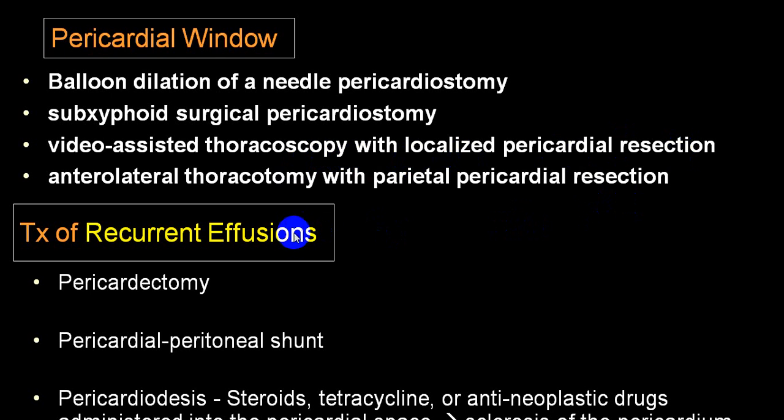In case of recurrent effusion, you will require pericardiectomy, or sometimes they go for pericardial peritoneal shunt, and you can also go for pericardiodesis, where you inject steroid, tetracycline or any anti-neoplastic drugs into the pericardial space and produce sclerosis.